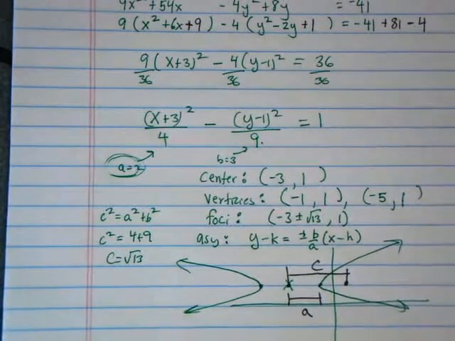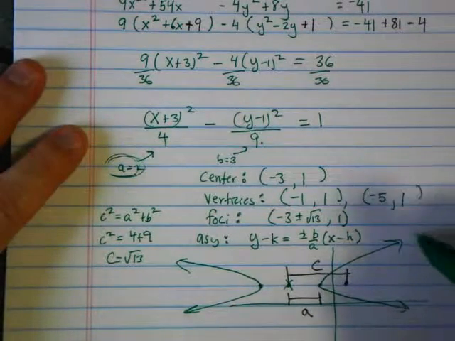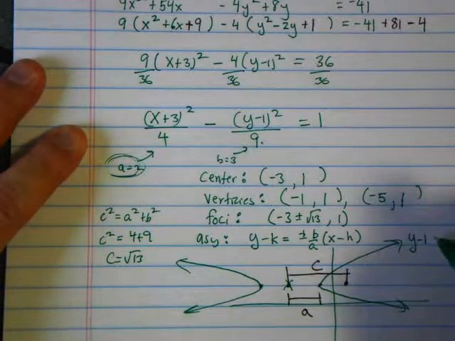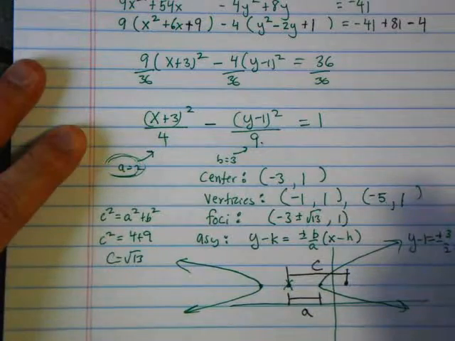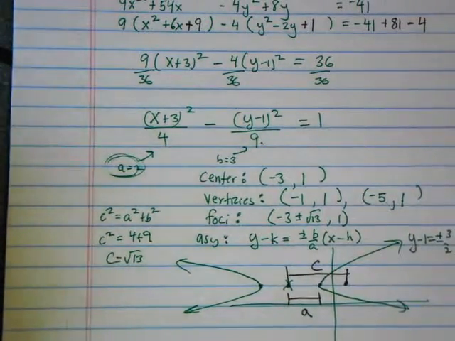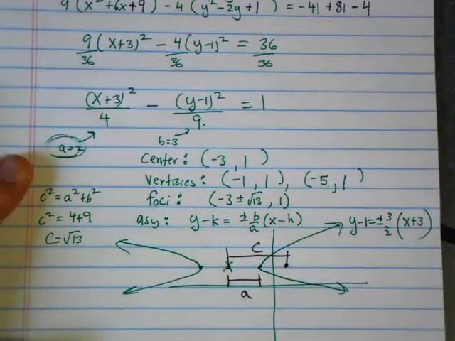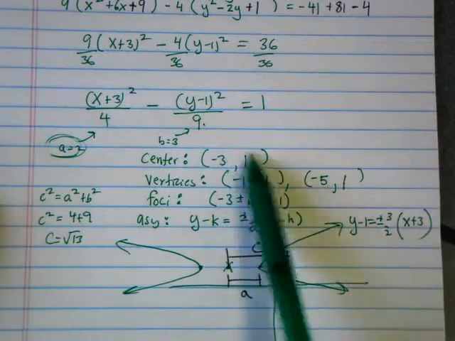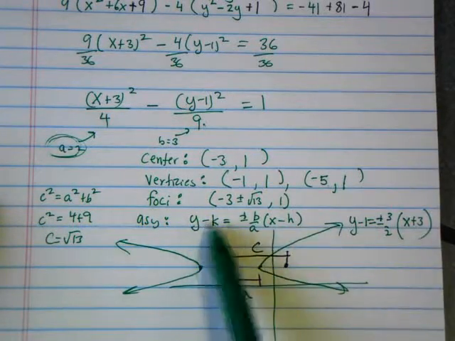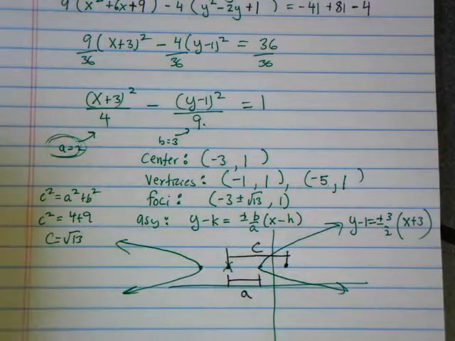All right, so it looks like we're going to have y minus 1 equals plus or minus b over a, that's 3/2, times x plus 3. It's y minus, because the 1 is a positive. It's always a minus: y minus k, so y minus 1. Okay? Questions?